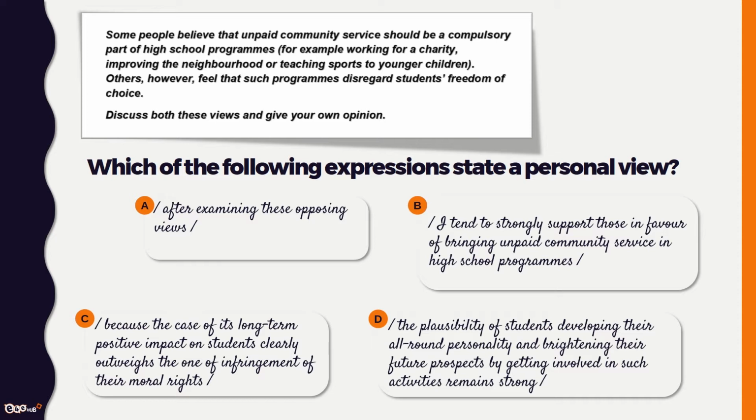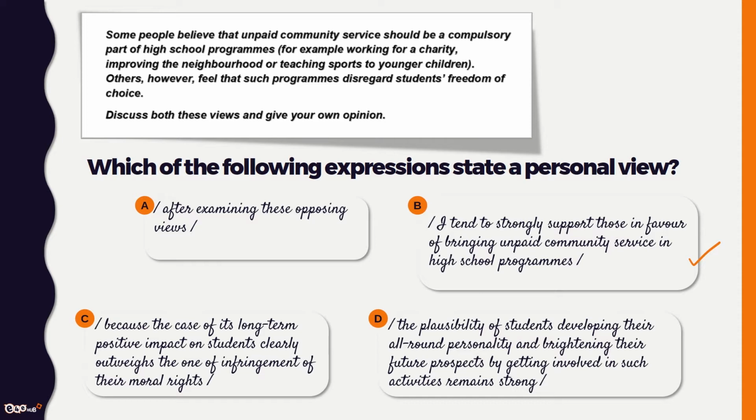Hopefully you might have answered it correctly, and the right answer is, drumroll, B. I tend to strongly support those in favor of bringing unpaid community service in high schools. It clearly states the position of the writer explicitly. So it shouldn't be indirect, it should be straightforward, explicitly mentioned. Now, also think about A, C and D.